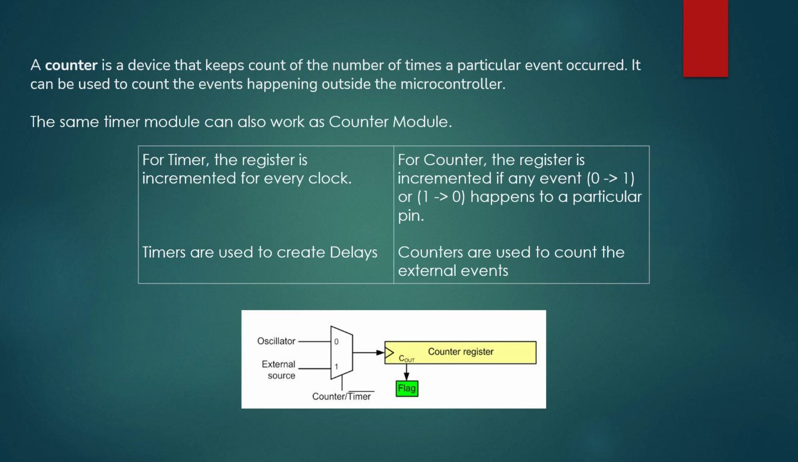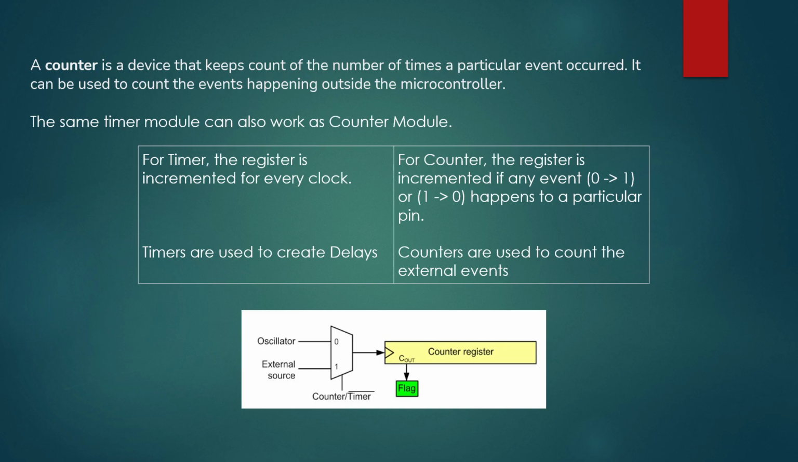For a timer, the register is incremented for every clock, and for a counter, the register is incremented only if a particular event has happened. So timers are used to create delays, whereas counters are used to count external events.